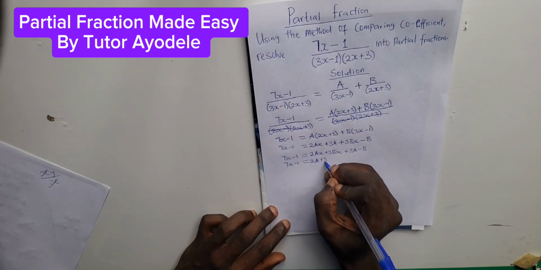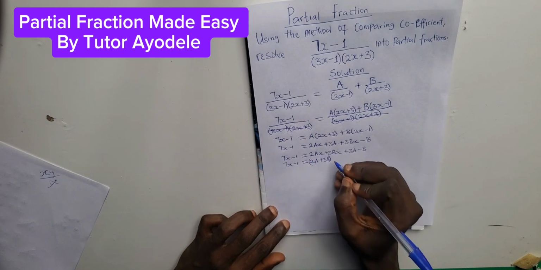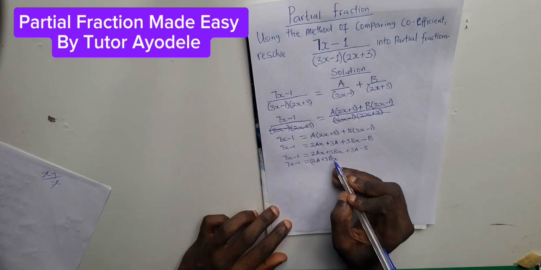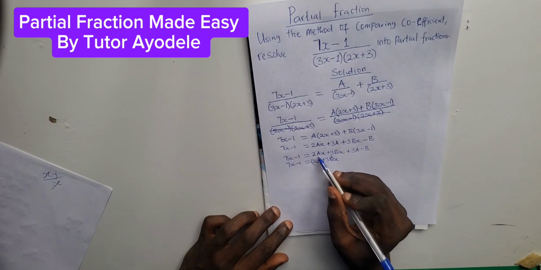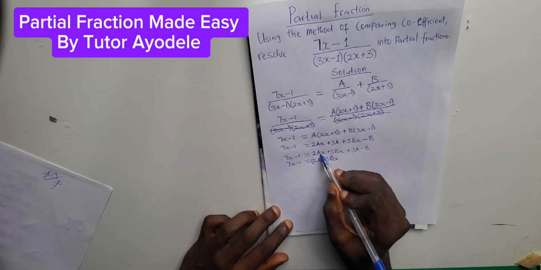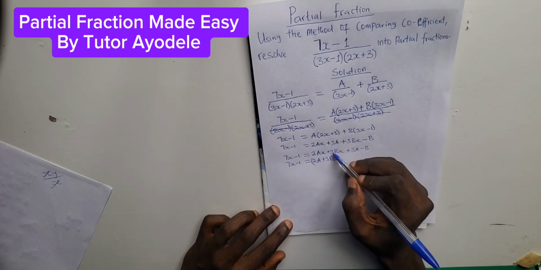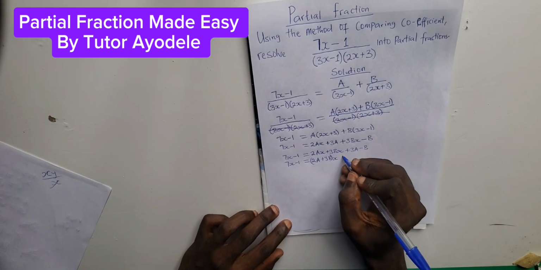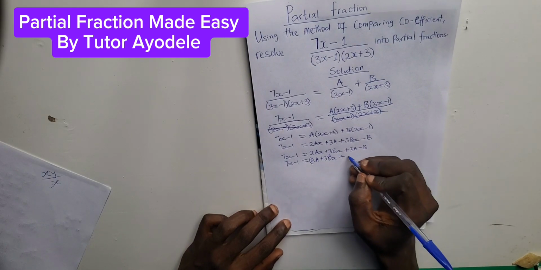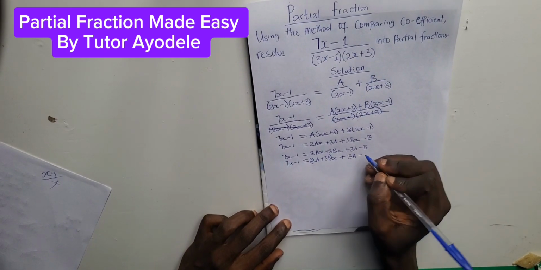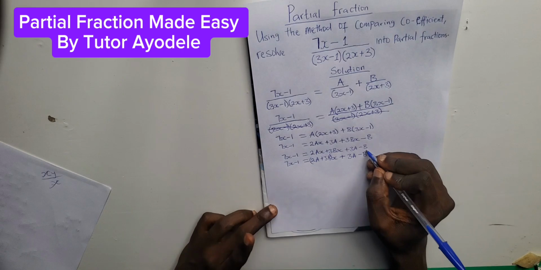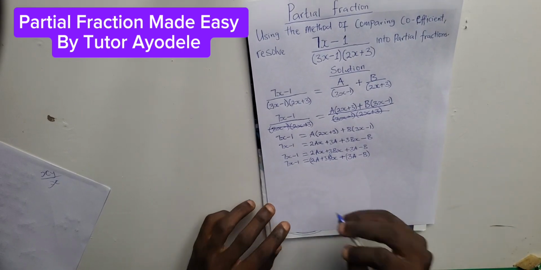2a plus 3b. If I bring the x out here, I'll be left with what? 2a. And if I bring x out here, I'll be left with what? 3b. Plus, here is what? 3a minus what? Minus b. You can decide to put them into brackets as well.